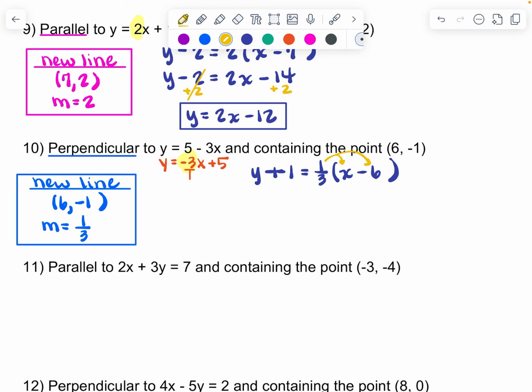Again, the same 2 steps. So we're going to distribute 1/3 x, and 1/3 of -6 is -2. And again, you can just use your calculator for that if you need to. And then I'm going to subtract the 1 to get the y by itself. So y equals 1/3 x minus 3.